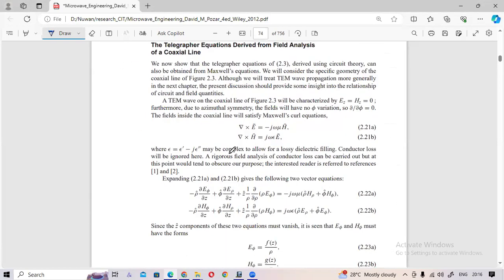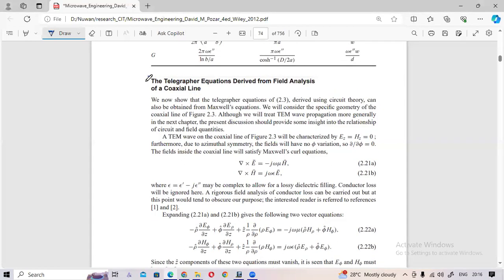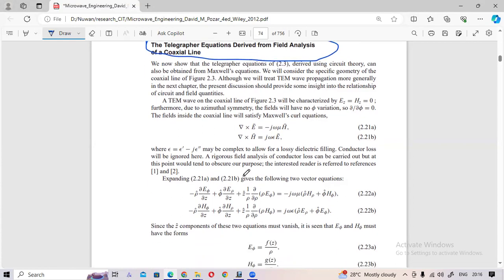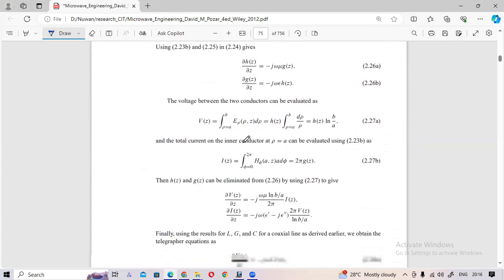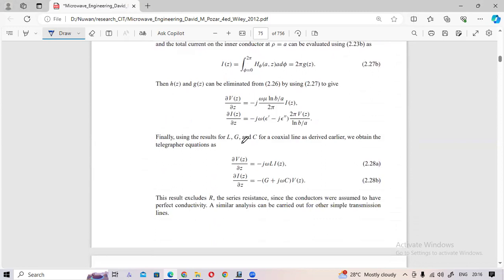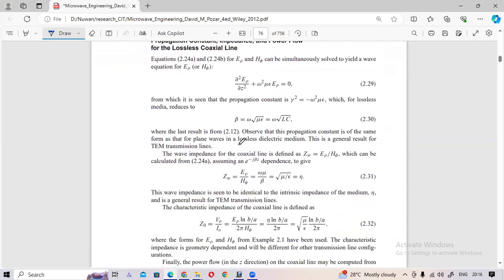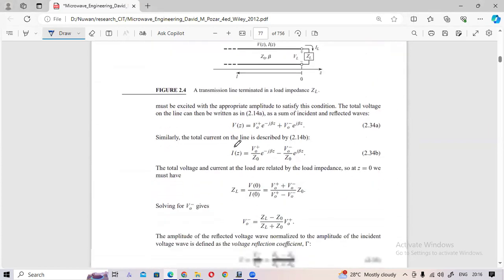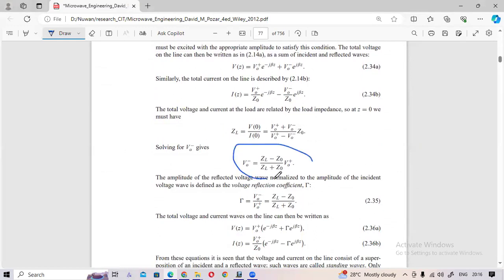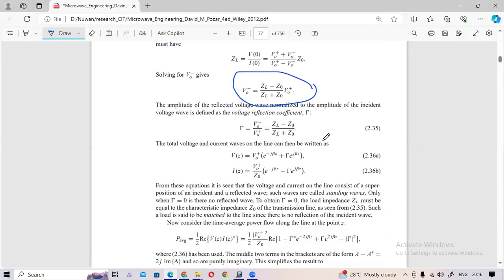So you can see that the telegraph equation also can be derived. We have seen this one, this is the time domain signal. So it can be derived using field analysis also. Don't worry, we are not going to study them. Anyway, finally you can get this equation. And this is the equation again we have derived, so you can check it.